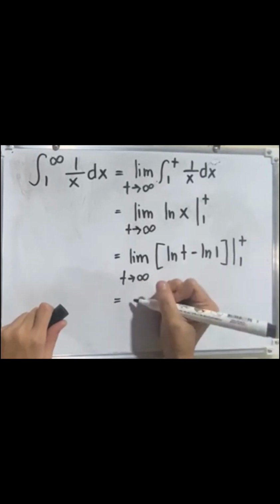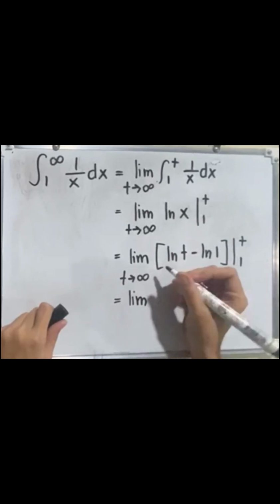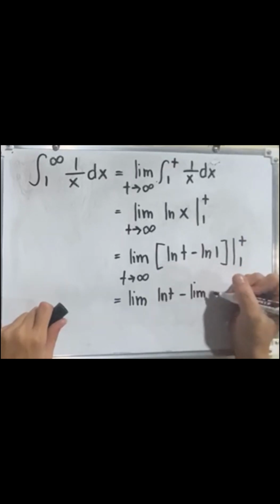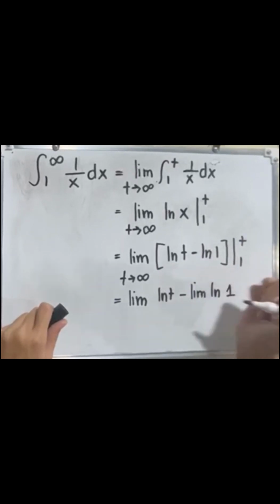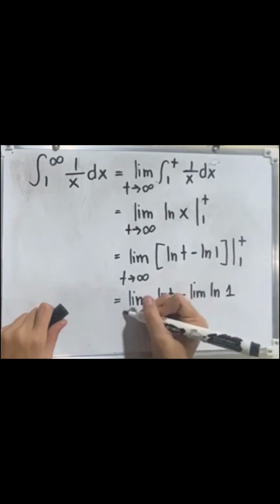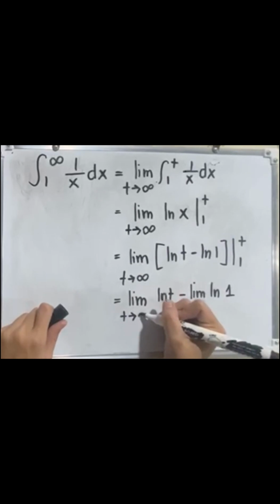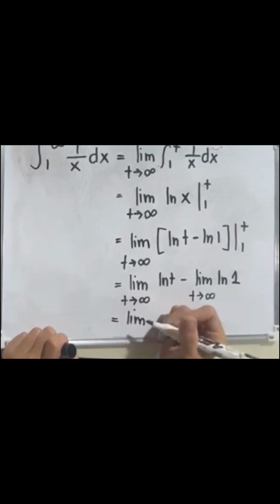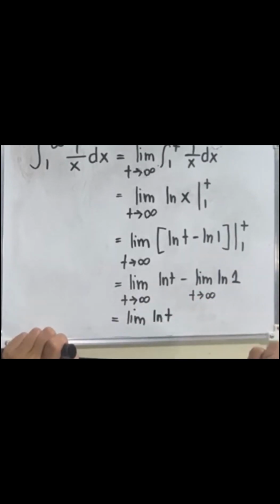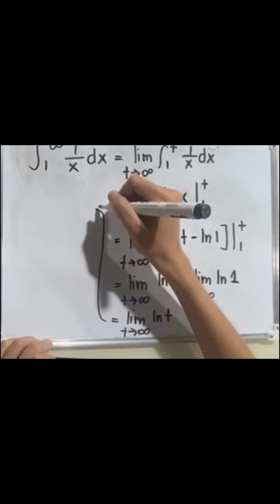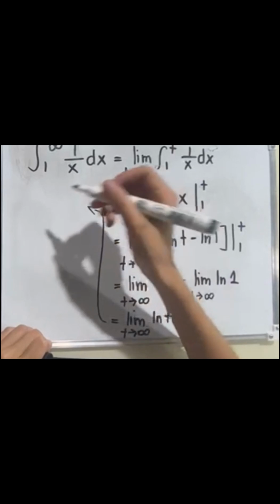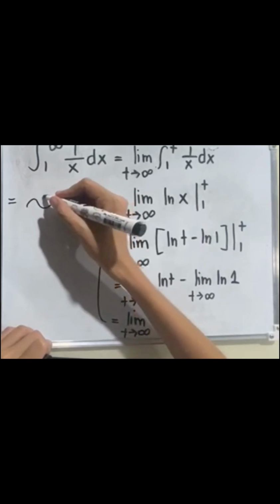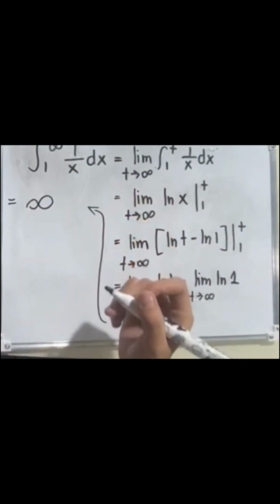Equals the limit of ln t minus the limit of ln 1, where t approaches positive infinity, which equals the limit of ln t where t approaches positive infinity. I did not write the limit of ln 1 anymore because ln 1 is equal to 0. So the limit of ln t where t approaches positive infinity, the answer will just be infinity.